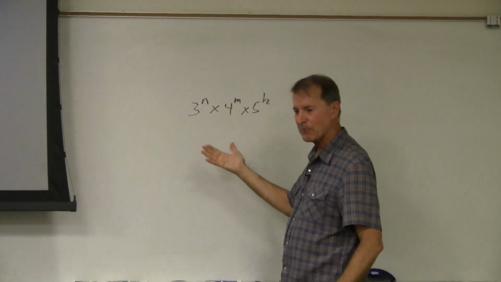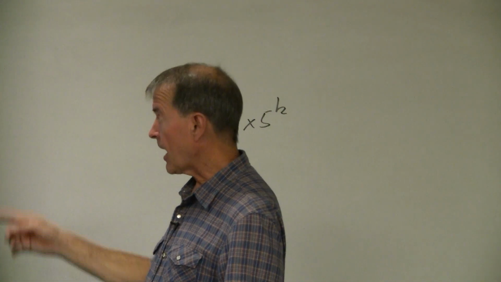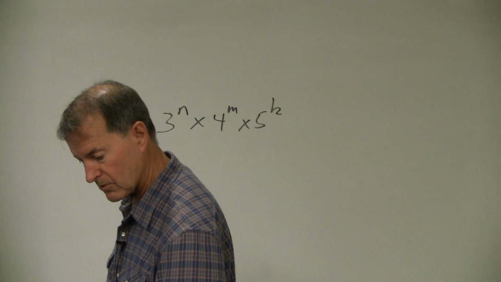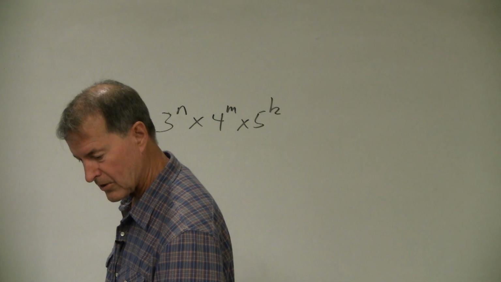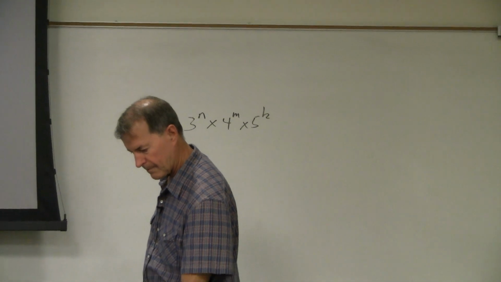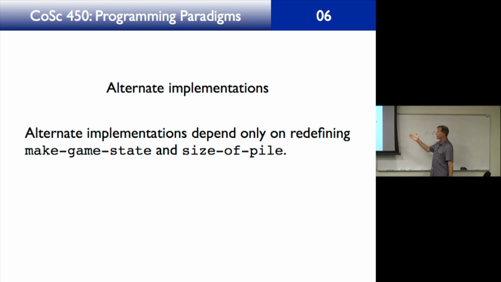So you ask, where did they come from? Well, where do you find it in the code? Yeah, this is going to be in your code. Good question. Where is this going to be in the code? Let's go back and look. Here, let's look at this slide right here. Alternate implementations depend only on redefining what? Make game state and size of pile. That's where it will be.